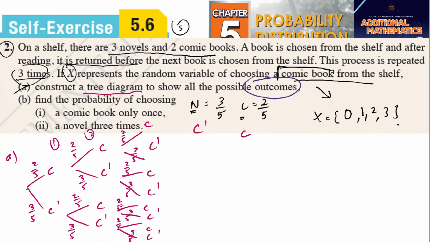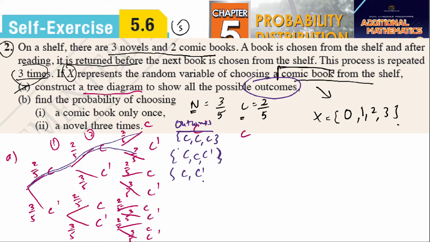So it wanted the outcomes. So here are the outcomes. Alright. So the first route you can see is C, C, C. So this one is C, C, C. So this one is C, C, and this one is C, C, and the complement of C, or C prime. So this one is C, C prime, C. This one is C, C prime, C, right? And then C, C prime, C, and then C, C prime, C prime, C, C prime, C prime.